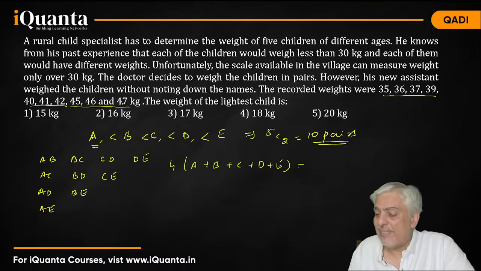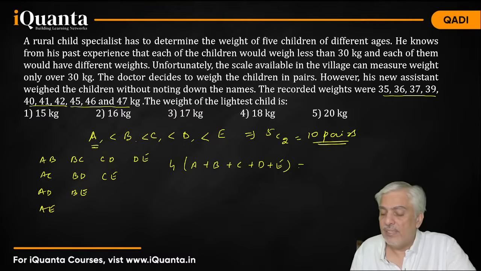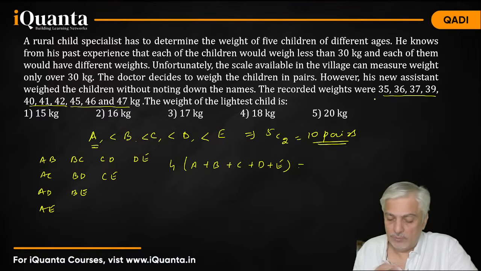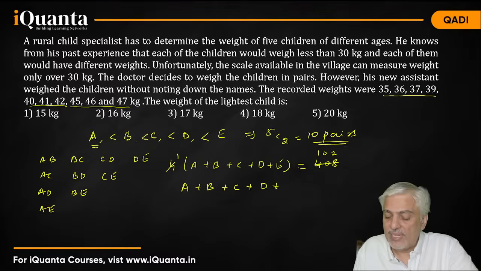Can somebody just add these numbers and give me the answer? Don't want to waste my time doing it right now. The addition is 408. So 4 ones are 102. So A plus B plus C plus D plus E is 102.